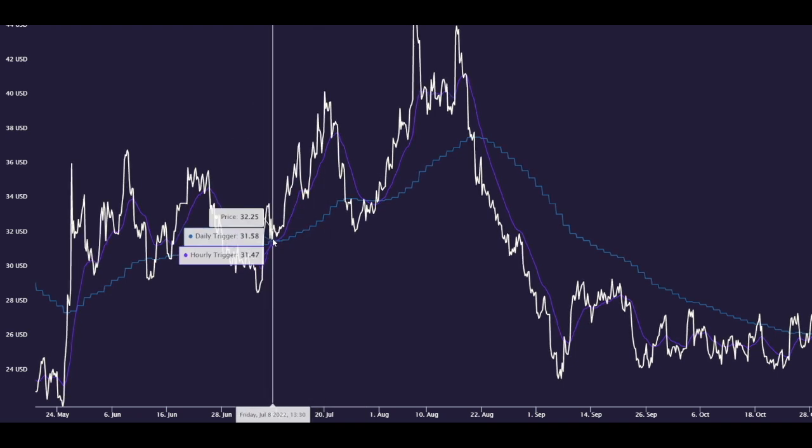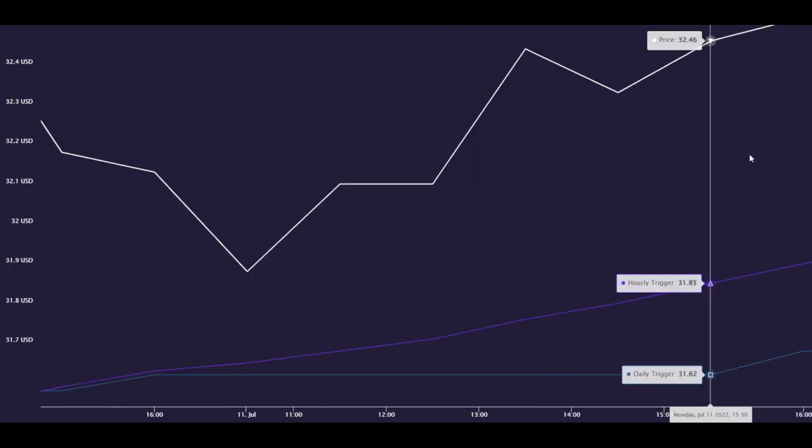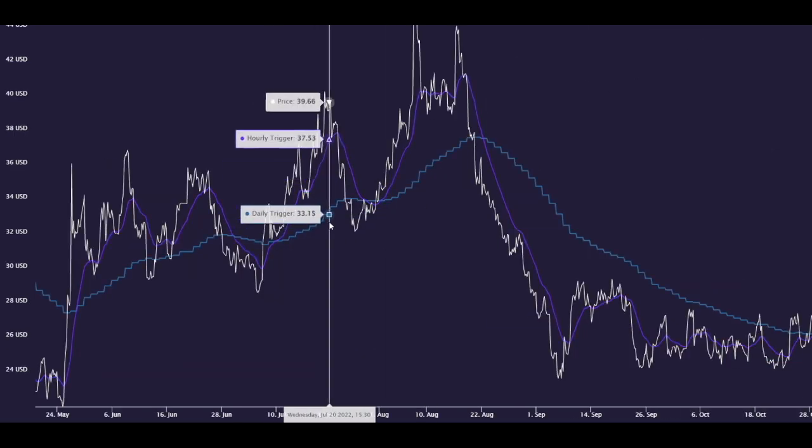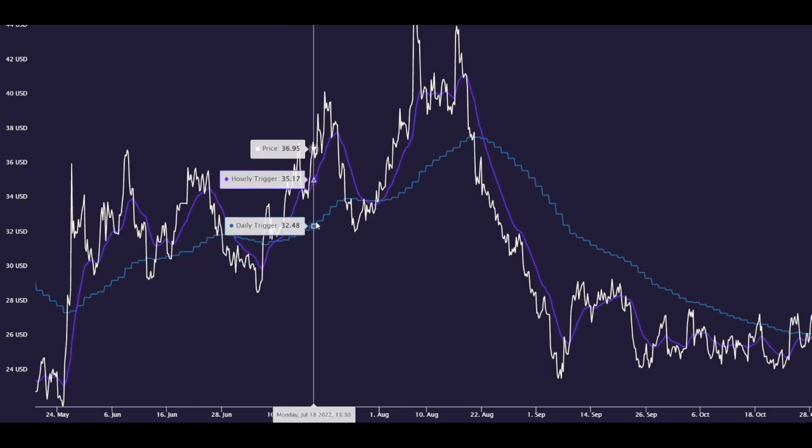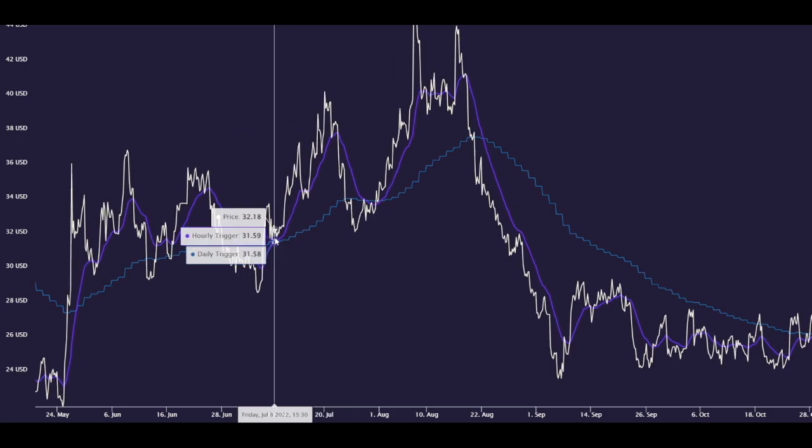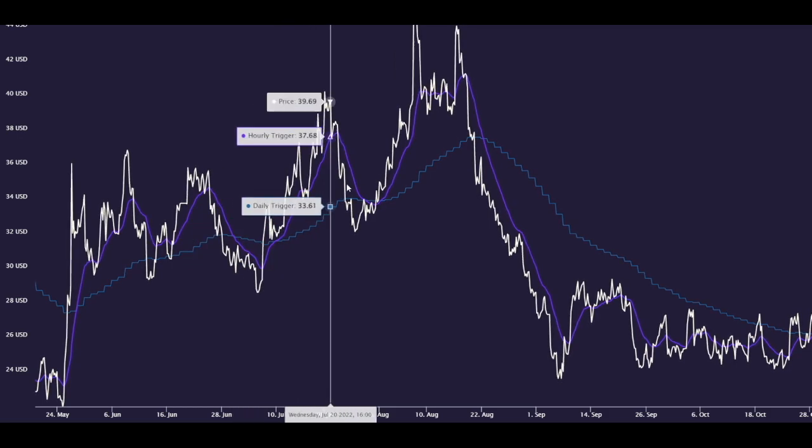Pre-split, that's a $40 move off a trigger cross. Imagine if GME moved from 130 to 170 in the span of July 8th to July 20th, 12 days. That would be pretty exciting, right? So trigger cross usually preempts these big moves.